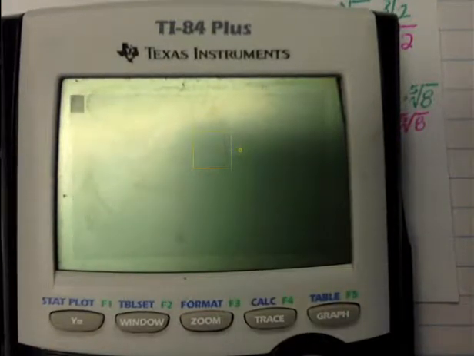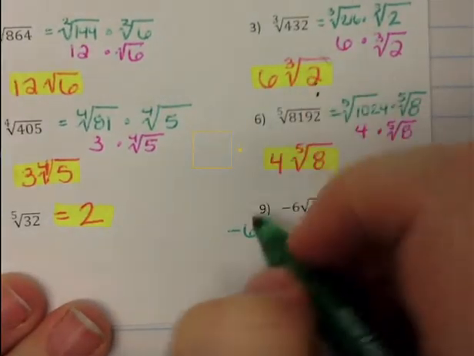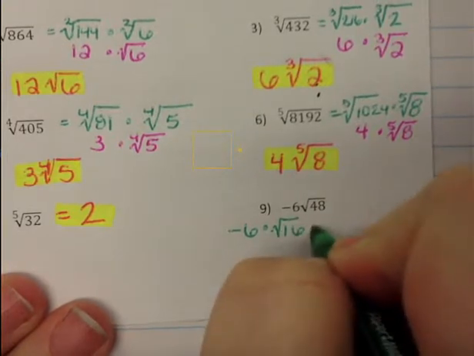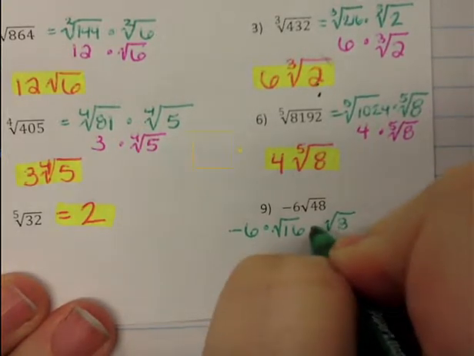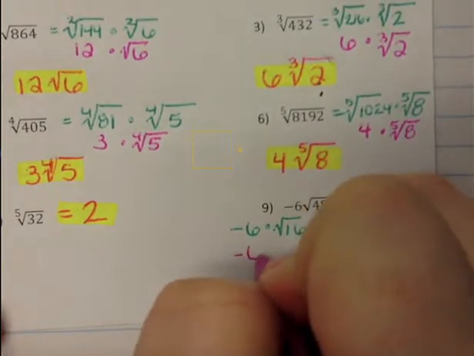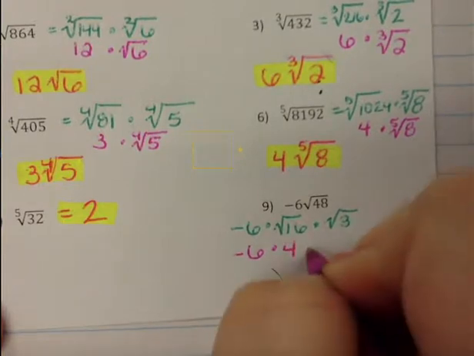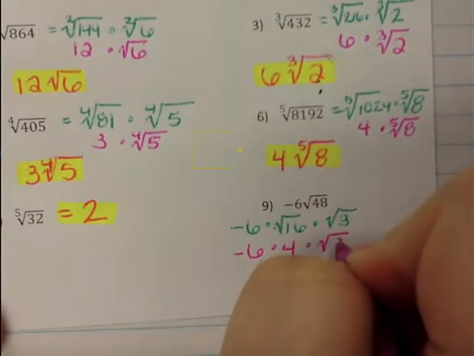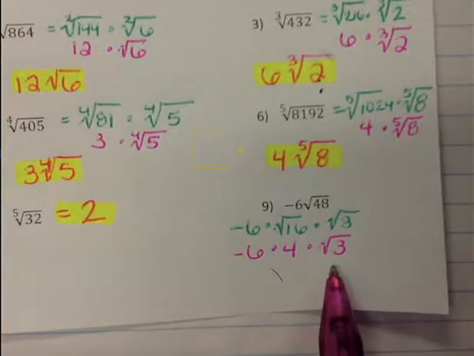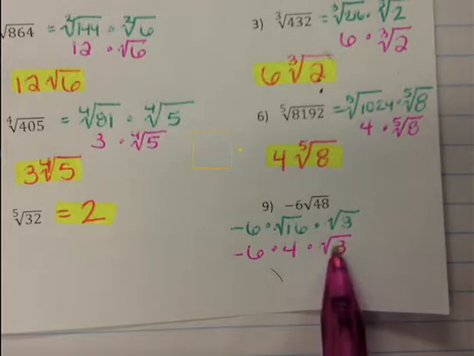So again, it was 48 divided by 16 was that first one. So it's 16 times 3. So it's the square root of 16 times the square root of 3. So we still have this -6 as a coefficient. The square root of 16 is 4. Then we have the square root of 3. And 3 can only be divided by the 1 in the perfect square column. So that means that this cannot be simplified further.